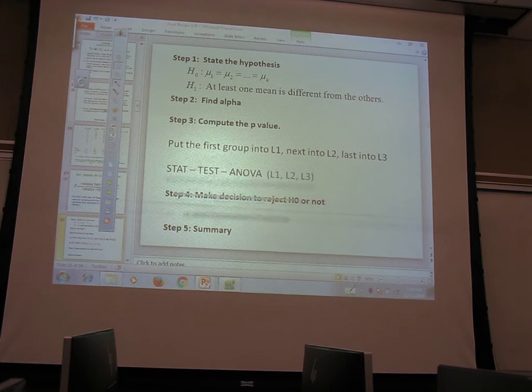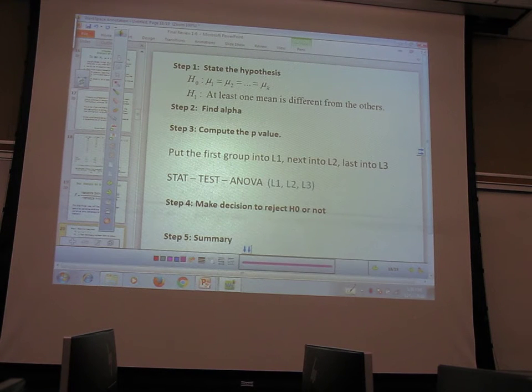All right, here are our steps. State your hypotheses. Again, H naught is that the means are the same: mu1 equals mu2 equals mu3 equals mu4, however many means you have. H1 is that at least one differs. And then step 2, just find alpha. Alpha equals blank, whatever, done.